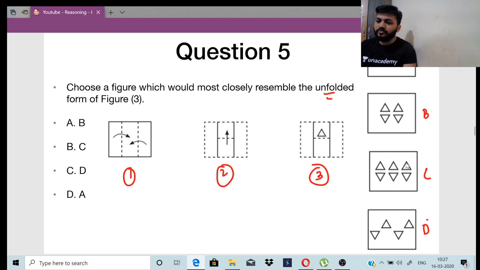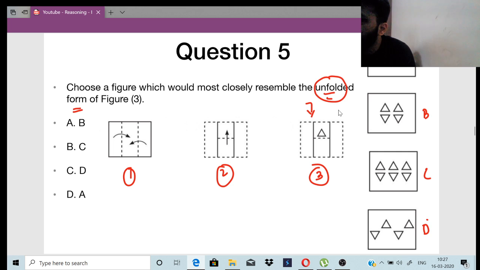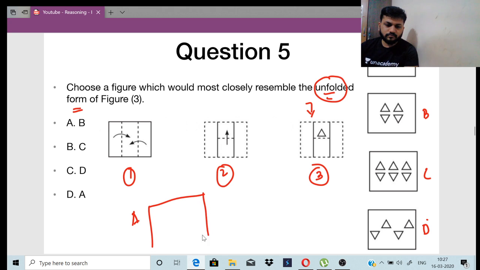I hope the diagram is visible for everyone. If not, tell me, I will draw it here. Okay, this is visible. So 1, 2, 3. You guys have to see in these 4 options which one is the unfolded form of 3, right? Which one is the unfolded form of 3? Come on, tell me the answer. Option A. So option A I will draw here.